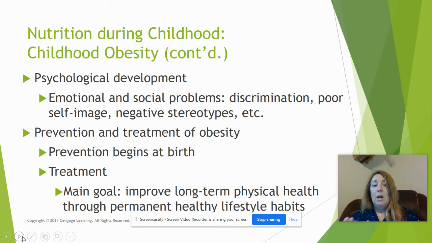Okay. And we also need to hit on the psychological development of children who are overweight or obese. They have emotional, social problems, discrimination, poor self-image, negative stereotypes. You all know we've talked about kids before and how they can be very mean. So, trying to promote a positive atmosphere will be important.